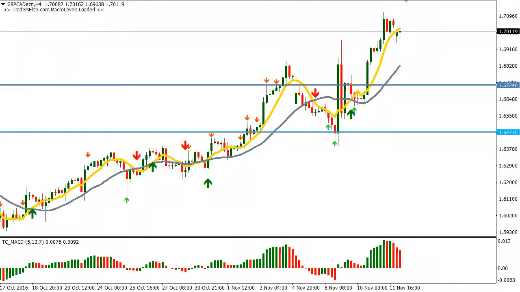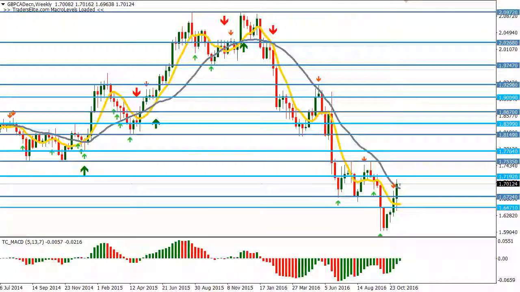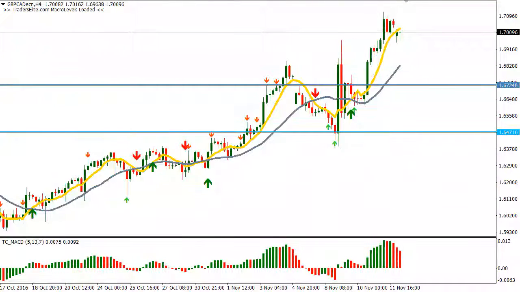Okay, and finally, pound CAD, a little bit stronger, up on the 4 hour, up on the daily, and an upward swing on the weekly, even though it's been moving down for quite some time since about November, December of last year. So let's look at it.